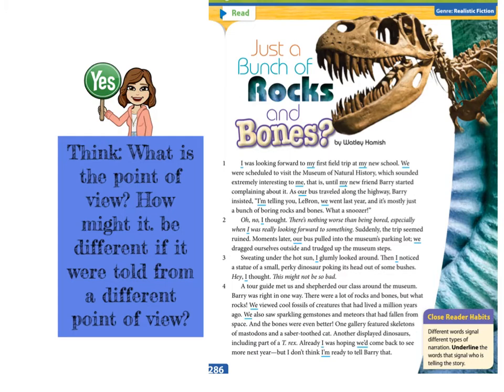Paragraph 1. You're going to notice as we're reading, I've underlined some clues. I was looking forward to my first field trip at my new blank. We were scheduled to visit the Museum of Natural History, which sounded extremely interesting to me. That is until my new friend Barry started complaining about it. As our bus traveled along the highway, Barry insisted, "I'm telling you, LeBron, we went last year and it's mostly just a bunch of boring rocks and blank. What a snoozer."